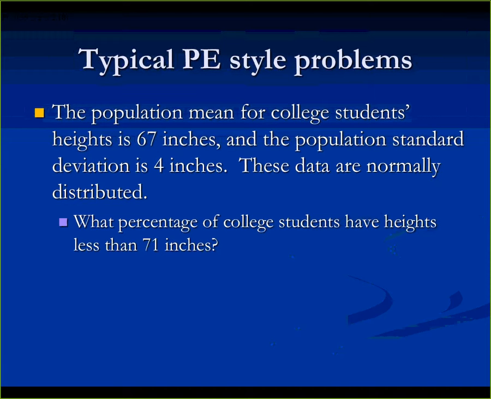So here is a typical PE style problem. The population mean for college students' height is 67 inches, and the population standard deviation is 4 inches. These data are normally distributed. What percent of college students have heights less than 71 inches? I think the key to these things is being able to draw your normal distribution, figure out where you are along that distribution, and then use the Z equation to solve your problem.